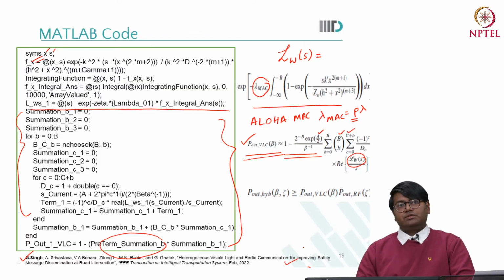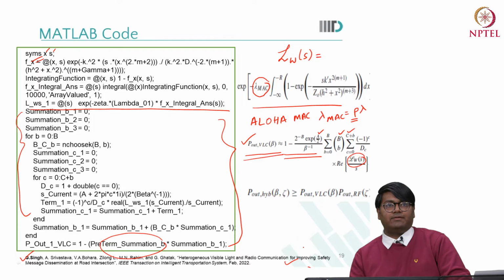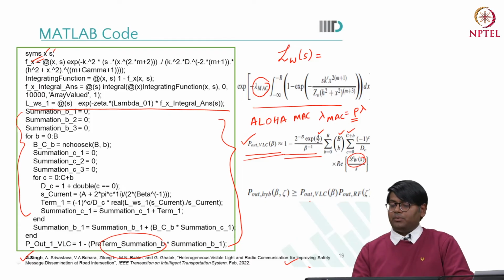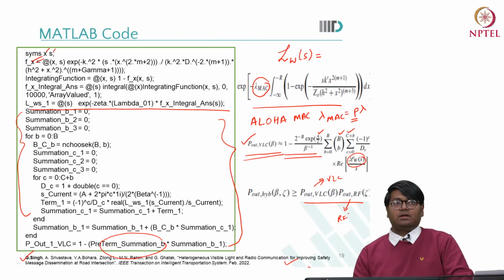Now, assuming vehicular VLC and RF to be statistically independent, the outage probability associated with the hybrid vehicular VLC, vehicular RF is given as the product of the two outage probabilities, the outage probability associated with the VLC and the outage probability associated with the RF. You can implement these equations numerically and verify your analytical results using the simulation results.